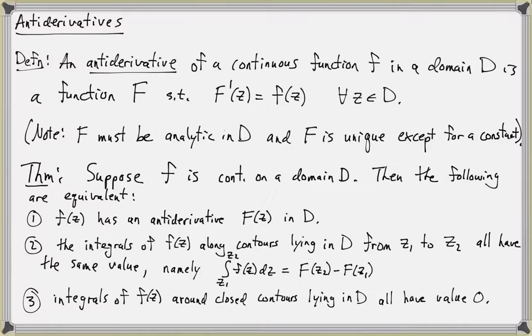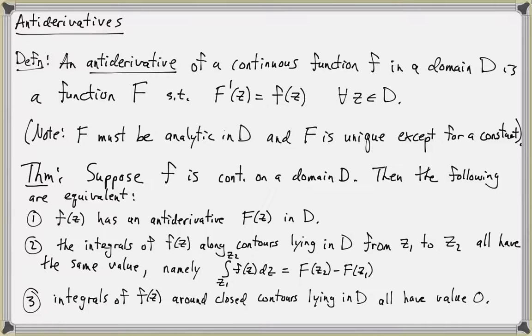If the second statement is true, then a closed contour, you can think of it as an integral from z1 to z1 for any point z1 on the closed contour. And so capital F of z1 minus capital F of z1 would always equal 0. It's important to note that we are not claiming that any of these statements are true for a given function little f. This theorem establishes the fact that either all of these are true or none of them are true.